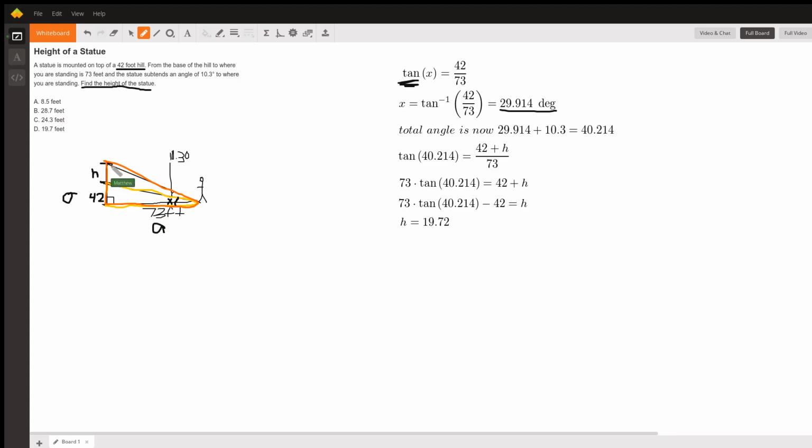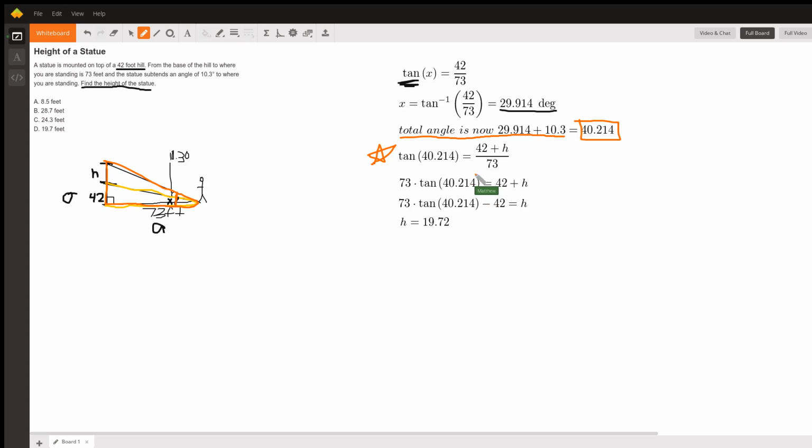From here, we need to use this information to figure out what the big triangle is going to give us. For this big triangle, the angle is x plus 10.3, so we're going to need to use both of those. Those two added together, x plus 10.3, gives us 40.214 as the total angle here. From there, we can use tangent again. The opposite of this whole side is h plus 42, and the adjacent again is 73 feet. So that's where this comes from right here.